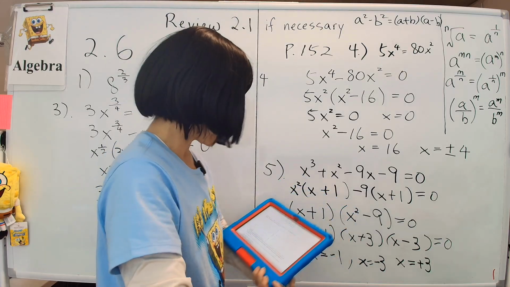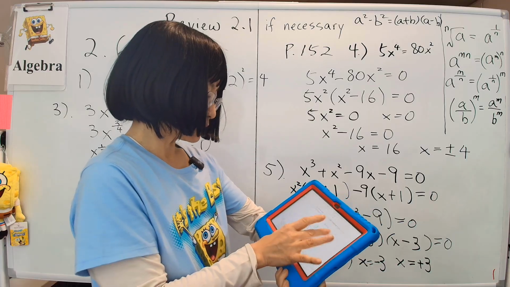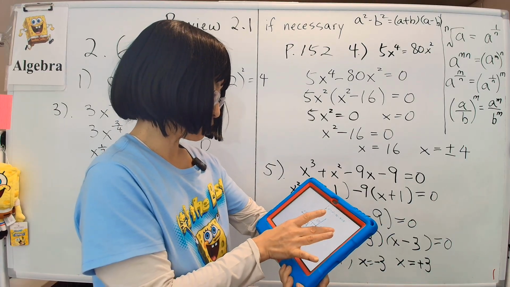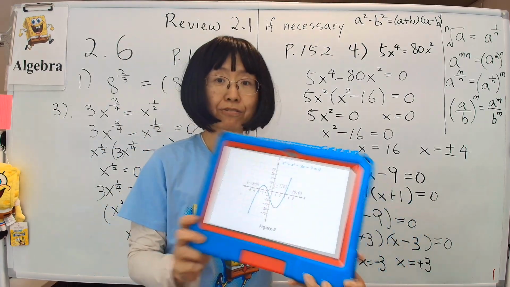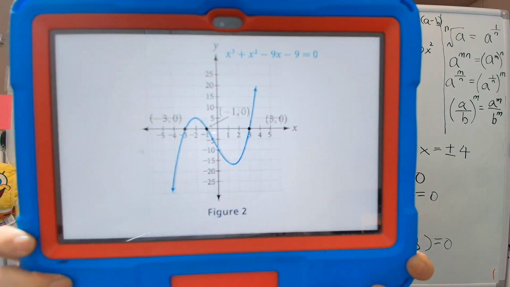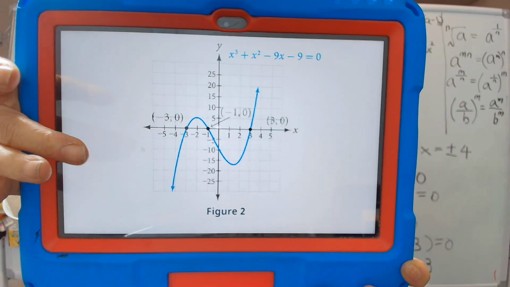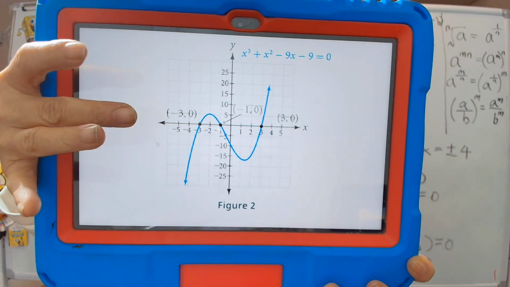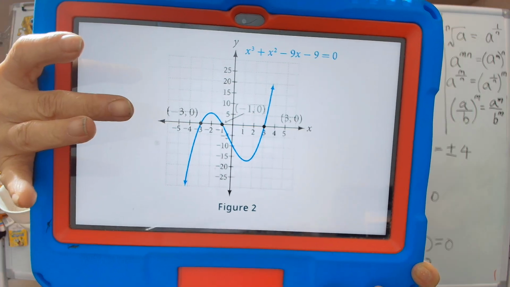Yep, that's correct. Now the book does give us the graph of this thing, so I want to talk about the graph briefly. Now being this is a cubic power, the graph always looks like this, and then as you can see, it hits three points.